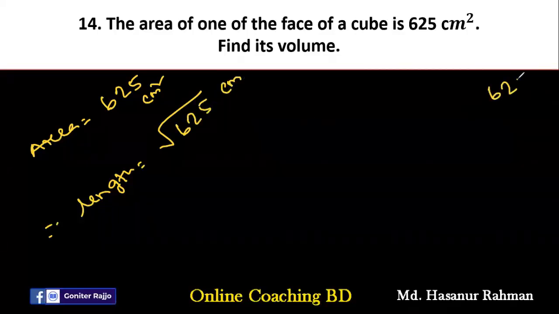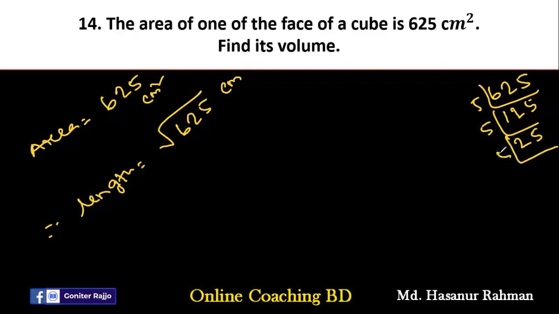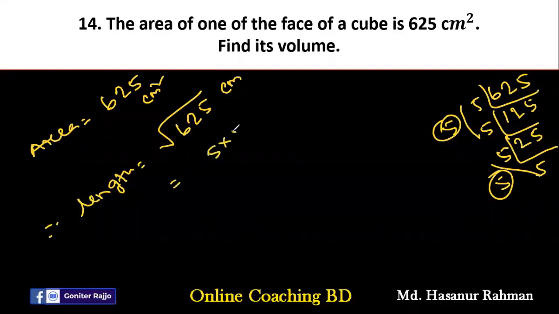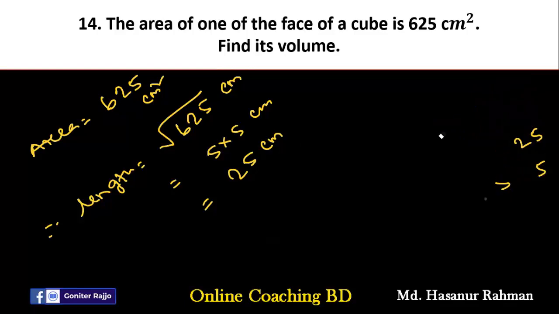How can you solve it? 625 by 5. That will be 125. 5 into 25 is 125. Again 125 by 5, that is 25. Again 25 by 5, 5 fives are 25. So we have to find out the square root. That means we have to take 1 five out of 2 fives. 1 five out of 2 fives. So 5 into 5, that means 25 will be our length. 5 into 5 centimeters, so 25 centimeter will be the length of each side of a cube.